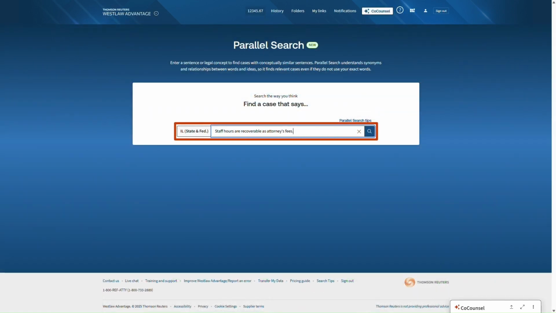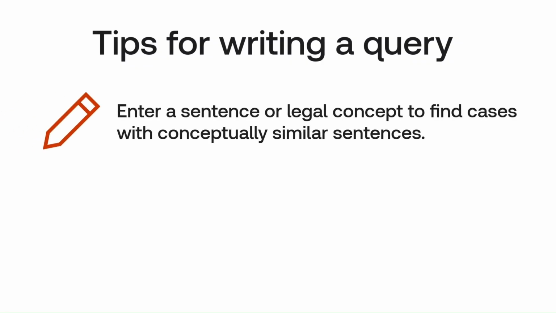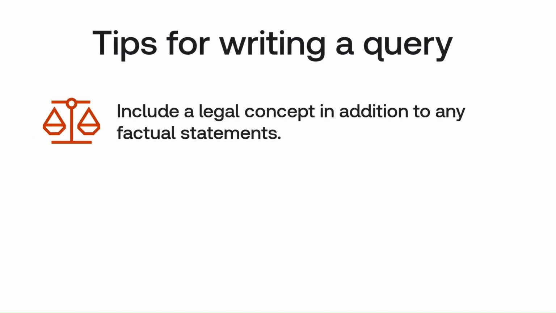Next, select your jurisdiction and enter your query. Here are a few tips for creating your parallel search query. Enter a sentence or legal concept to find cases with conceptually similar sentences. Write your query as a full sentence of between 5 and 30 words. Query length has an impact on the length of results returned, and a short phrase may not produce useful results. A query that's a lengthy paragraph can also be problematic. Include a legal concept in addition to any factual statements.